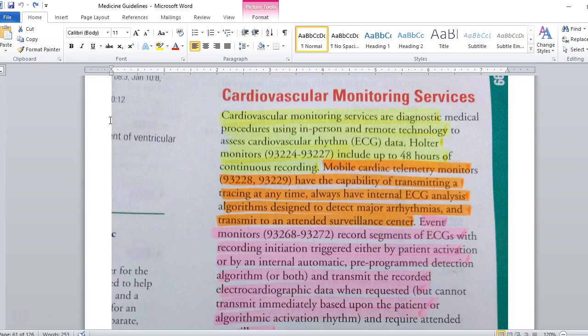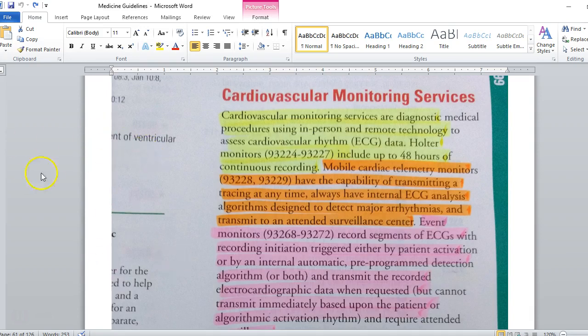Mobile cardiac telemetry monitors have the capability of transmitting tracing at any time, and always have internal ECG analysis algorithms designed to detect major arrhythmias and transmit to attended surveillance centers. So a lot of times you will see the reports of these coming through. So what these are is they are monitors where it has a Bluetooth or Wi-Fi technology in it. So after the person has a cardiac event, that information, sometimes while they're having the event, is being sent to the monitoring center, which then can send it on to the doctor.